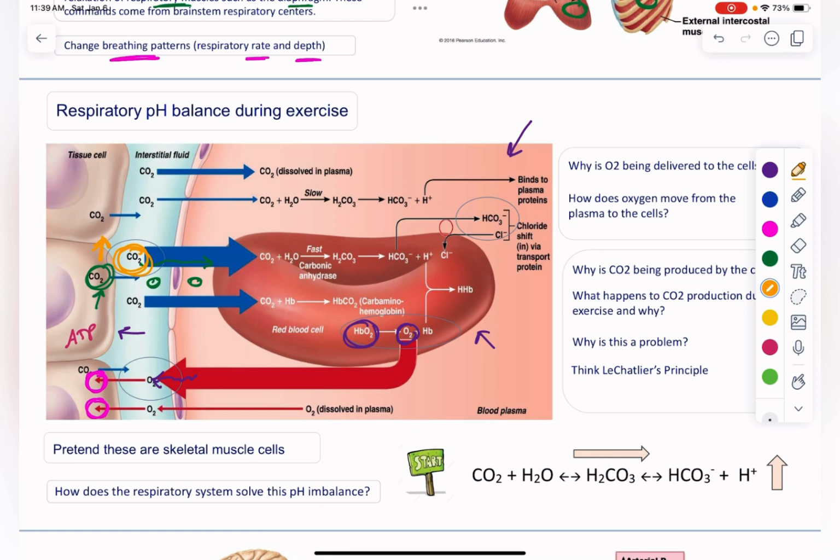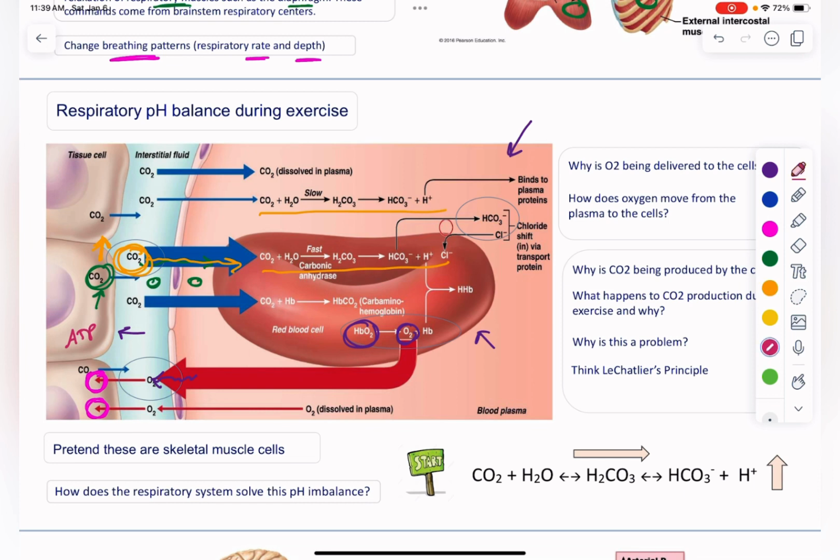Why is that a problem? Well, that carbon dioxide goes into the blood and it gets exposed to the carbonic acid-bicarbonate buffer system. Here we can see that buffer system, both in the plasma and inside the cell.